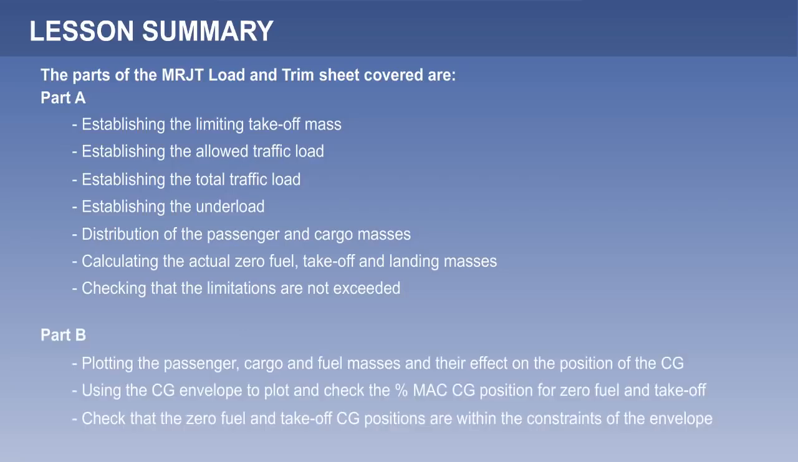Plotting the mass values of passengers, cargo and fuel in Part B, we saw how each mass in turn progressively affected the position of the centre of gravity. Finally, to complete Part B, we determined the centre of gravity in terms of percentage mean aerodynamic chord for zero fuel and takeoff mass, and checked they were within the constraints of the envelope.